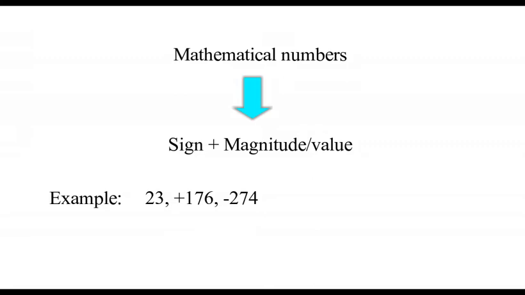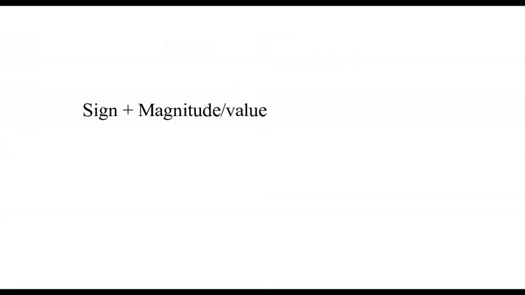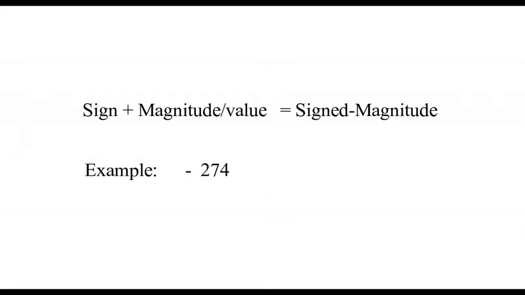Now, this fashion of presenting numbers is called signed magnitude, since the leftmost digit is used to indicate the sign and the remaining digits are known as the magnitude or value. So for example, negative 274. The sign here, of course, indicates if it's negative or positive, and this number here is the magnitude or the value. Okay?